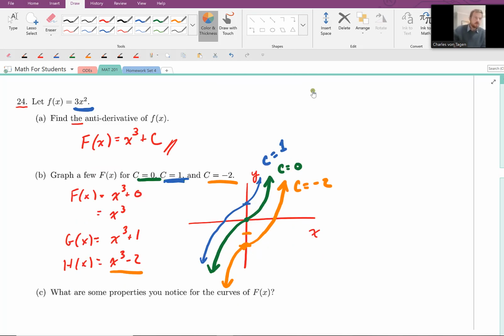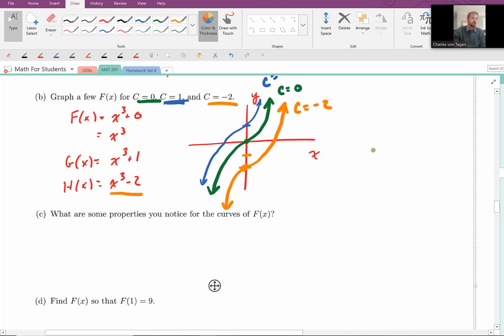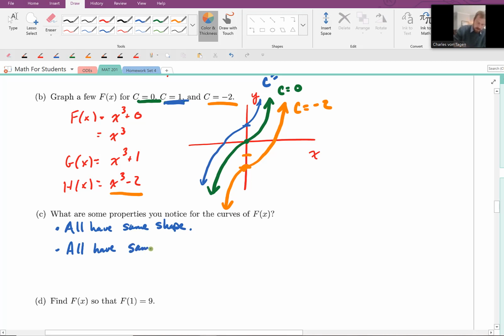So the second question, or actually part C here, asks us what are some properties we notice about these curves of f of x. This is something that I just said in the previous example. One, notice that they all have the same shape. One way to realize that they all have the same shape is that they all have the same rate of change. What do I mean by the rate of change? I mean they all have the same derivative. The derivative of all of these, f prime of x, is our given f of x, which is just 3x squared.